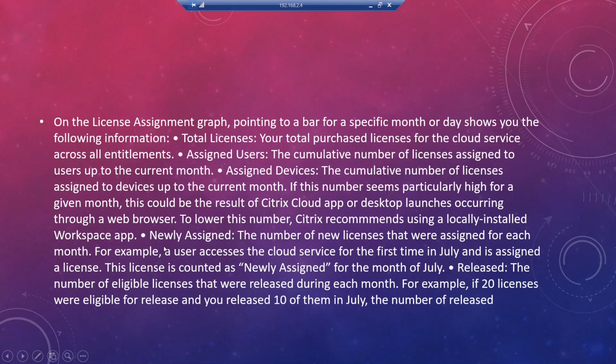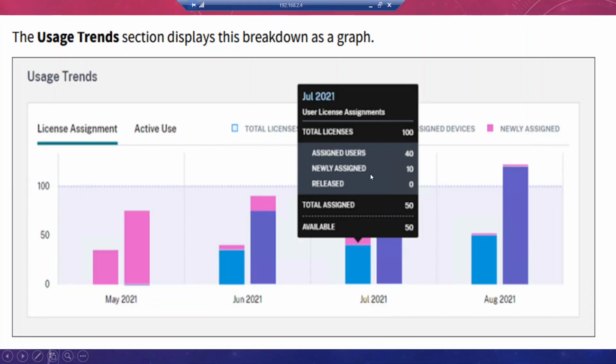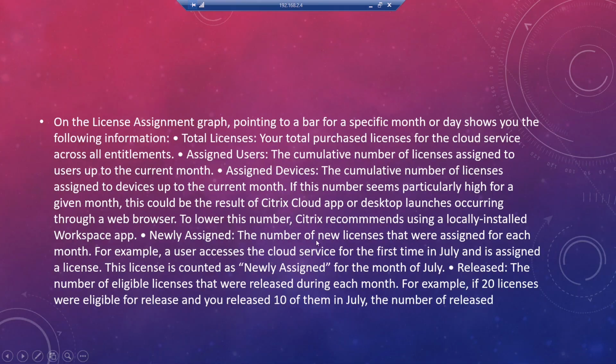Newly assigned, the number of new licenses that were assigned for each month. So you can find out. If you see here, newly assigned shows number 10 here. So you can closely monitor for each and every month. You can also click the drop down box, select June 2021, and you will find how many newly assigned licenses were applied. So you can find all the details actually closely.